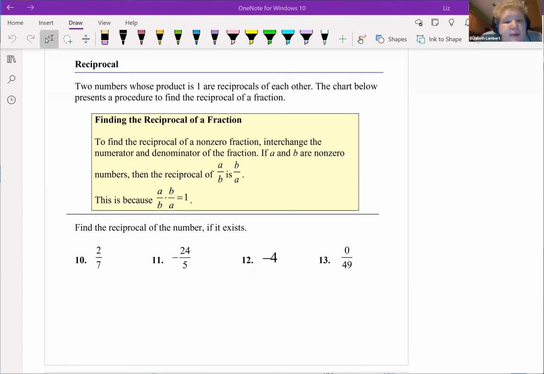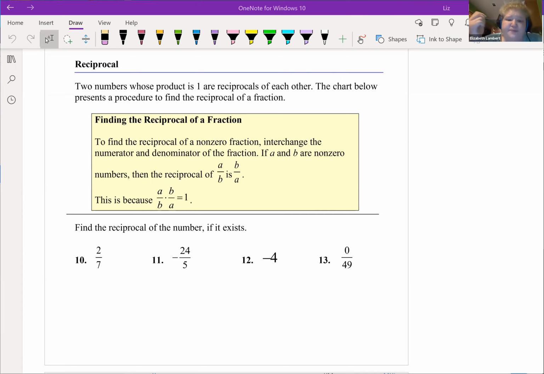And now we're going to talk about reciprocals. We need to talk about a reciprocal because that leads into what we need for division. I've had a student refer to reciprocal as the flip or a flippy thing, and that's what's going on. Two numbers whose product is 1 are reciprocals of each other.